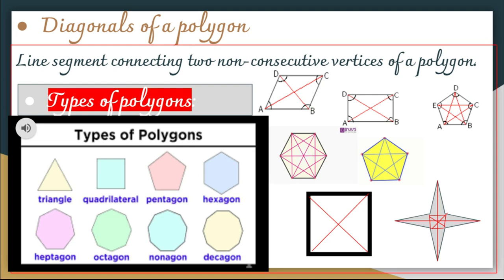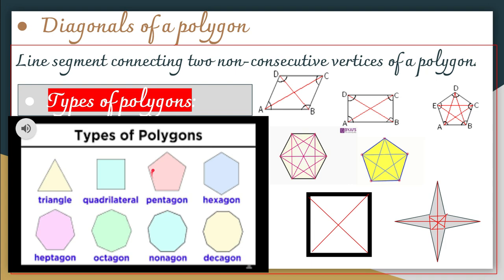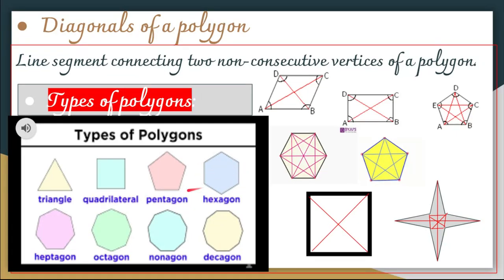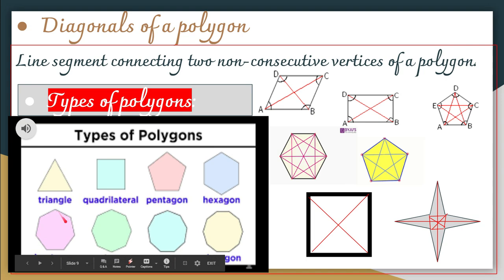Similarly, a polygon with five sides is called a pentagon. Penta means five, so five sides are there. Six sides, hexa means six, so it would be a hexagon. Similarly, seven sides would be a heptagon. Eight sides would be an octagon. And like that, you can see other polygons also.